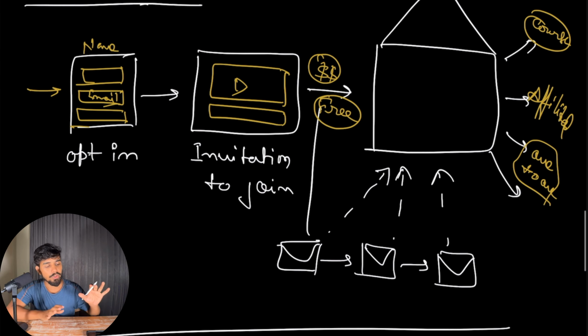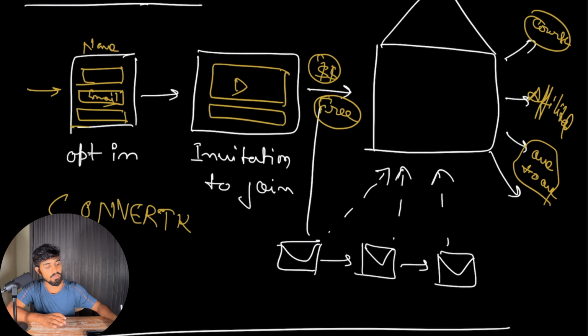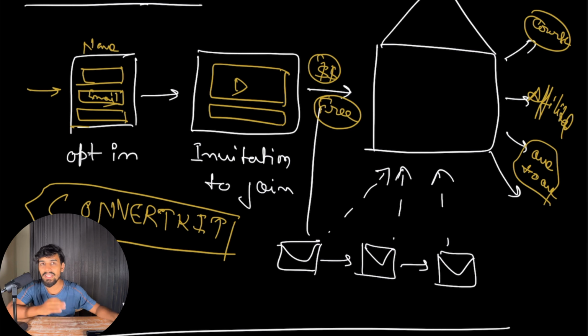And what else you can do is this. If you are using ConvertKit, for example, this is one of the tools that I recommend. I will put the link in the description. So ConvertKit is an email automation software that allows you to create opt-in page and thank you page, and at the same time email campaigns.